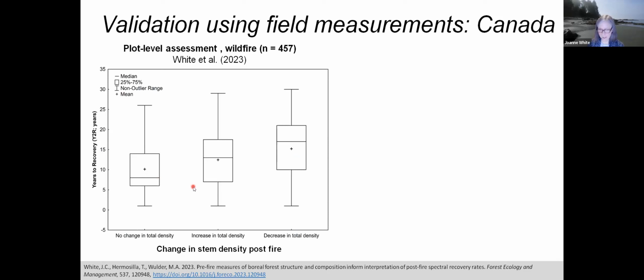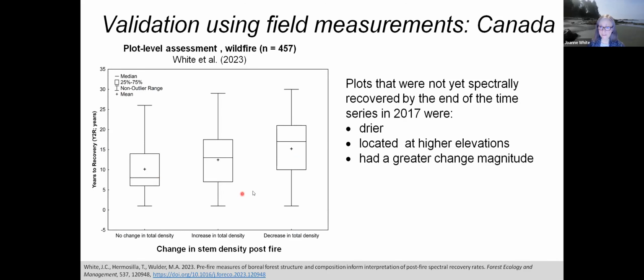And similarly, we found that plots that had not spectrally recovered by the end of the time series were typically drier. They were located at higher elevations and they had experienced a greater change magnitude.